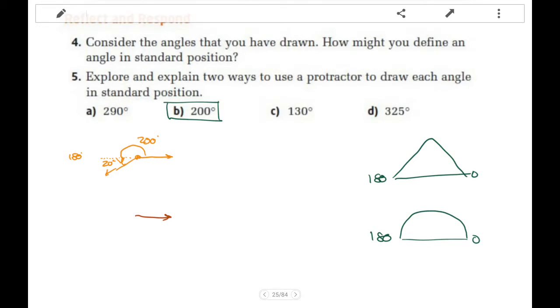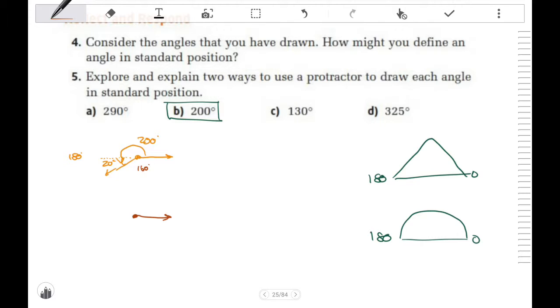So, here we have our initial arm drawn to the right. We can notice that 200 degrees, if we were to think of this with this yellow diagram, we have 200 degrees, and for a full rotation, we know that's 360 degrees. We know that there is 160 degrees left.